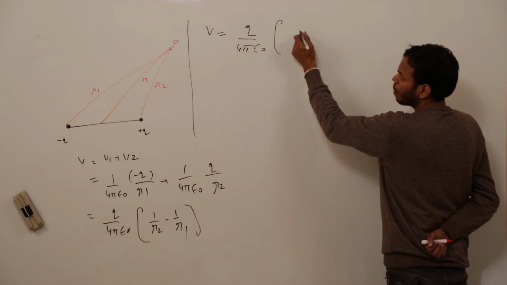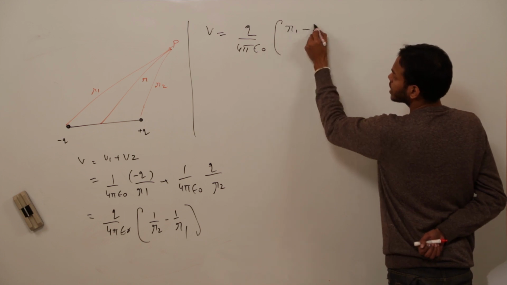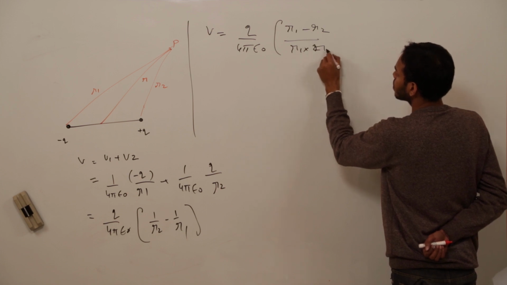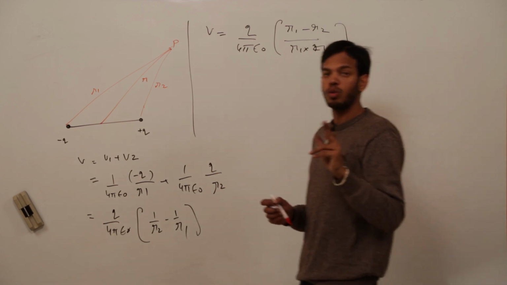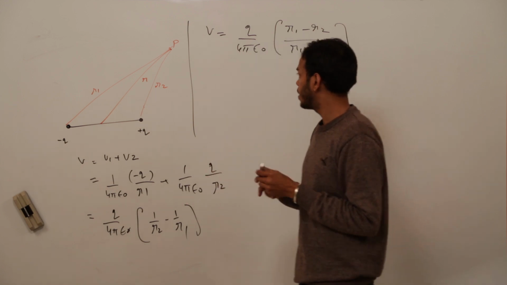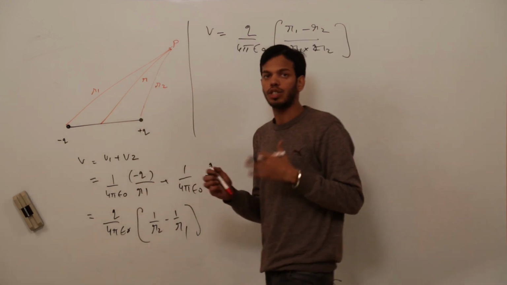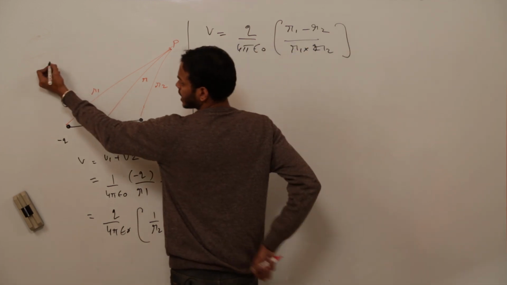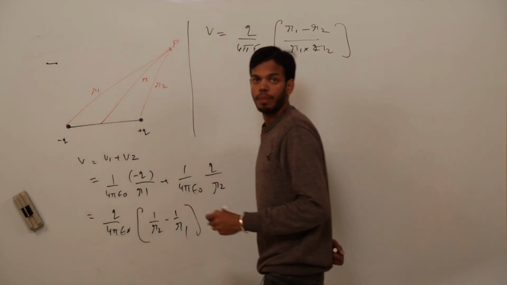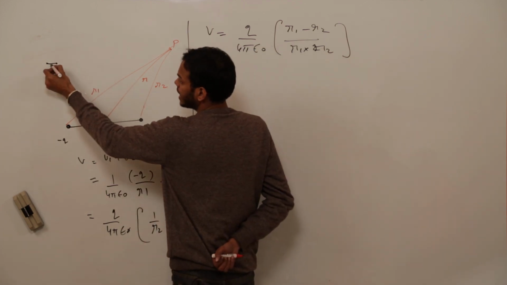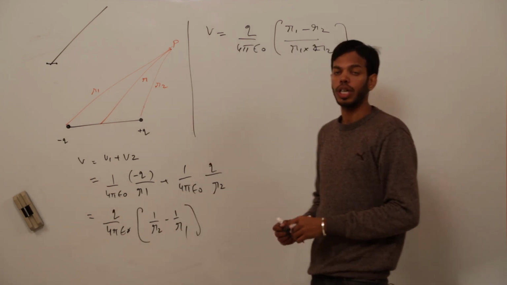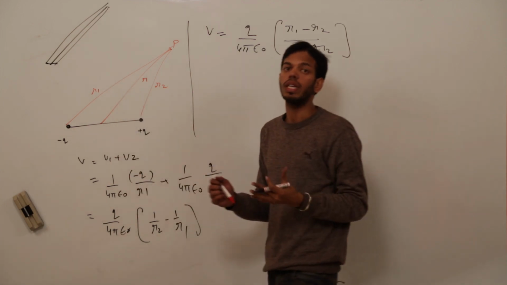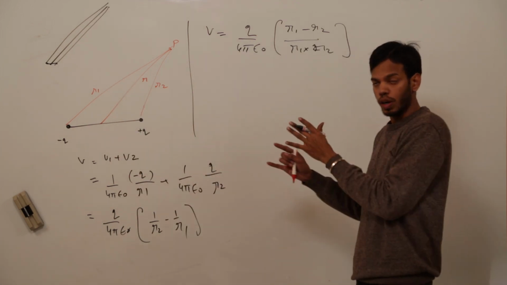So q upon 4 pi epsilon naught, r1 minus r2 upon r1 into r2. See, now I'll be using two suppositions which are actually valid in the case of a dipole. This diagram is actually like this. This is my dipole. Can you see this? And this is the distance at which I am finding the value of potential. So what will happen to this distance and this distance? Aren't they actually equal? Or at least they are approximately equal to each other.